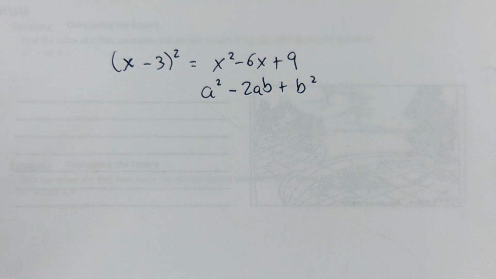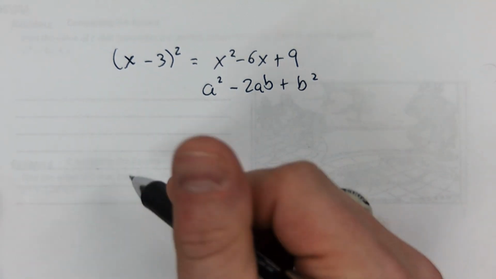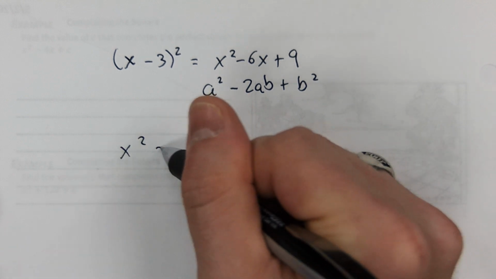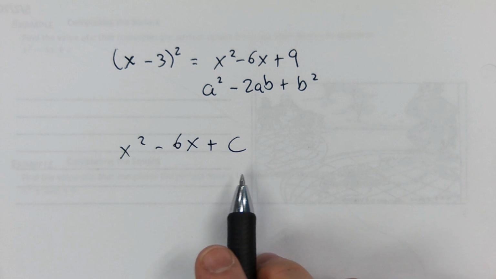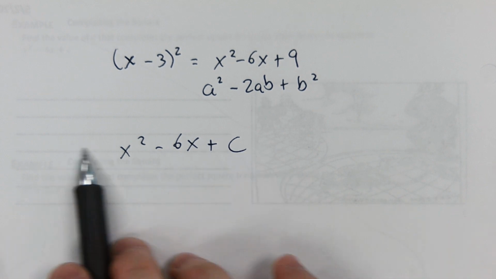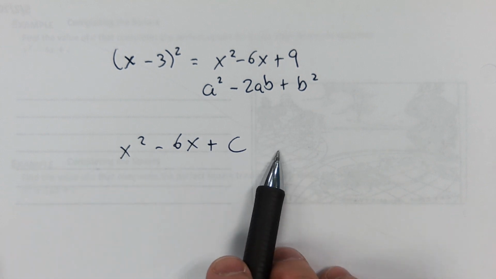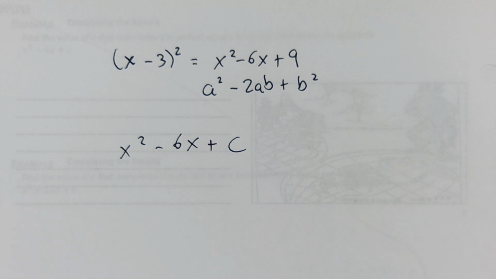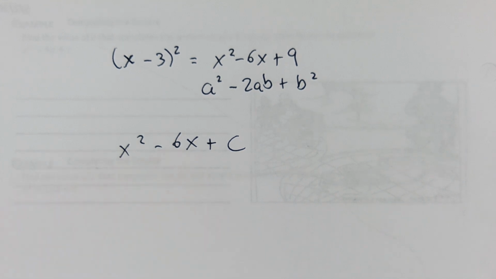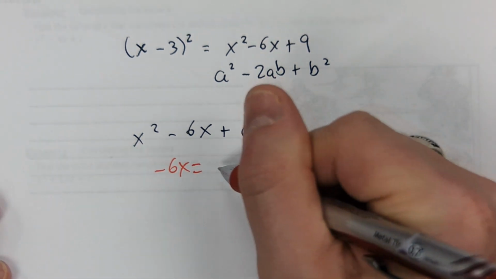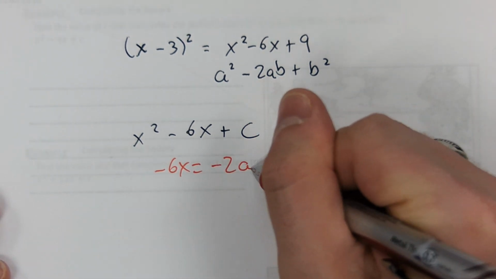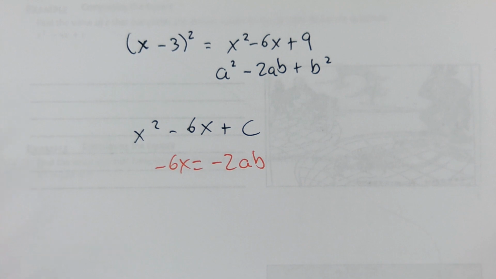Right? Great. Let's say we didn't have the plus 9 and our job was to find it. We're trying to track down this number that will make this thing a perfect square trinomial. The only way it's a perfect square trinomial is if that business in the middle, negative 6x, is negative 2ab. That's the only way that could work out.